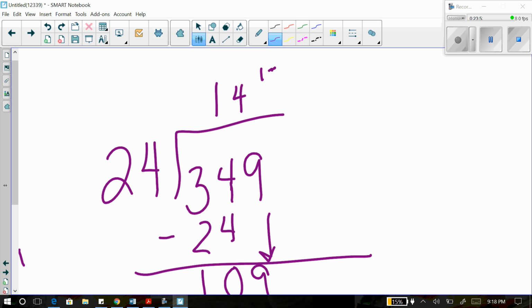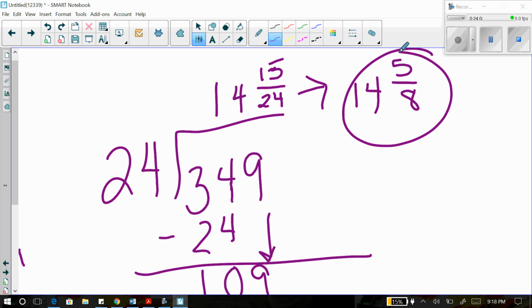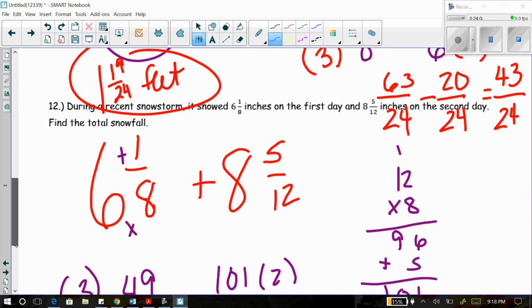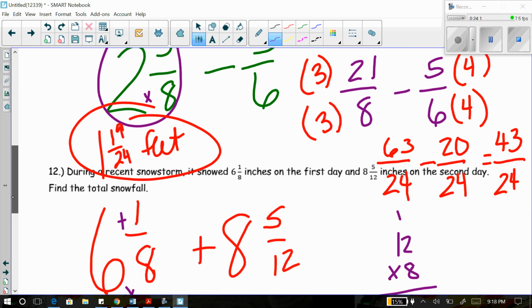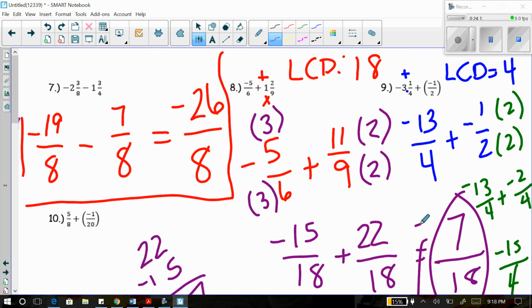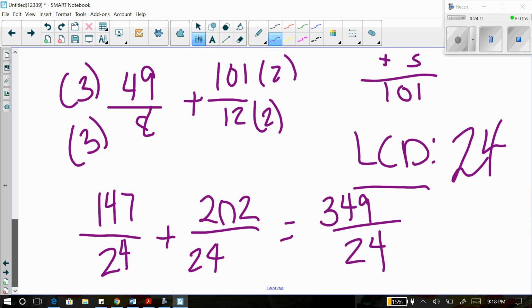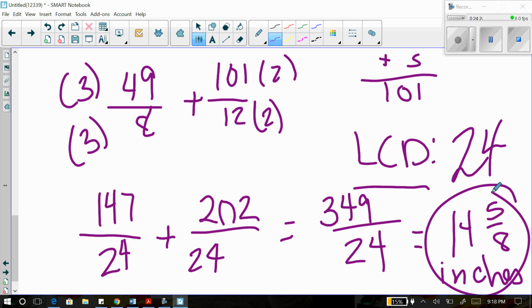So it's 14 and 15 24ths, which can be reduced because they're both divisible by 3. 14 and 5/8 inches. I think we were talking about inches, right? Yes, inches. So this equals 14 and 5/8 inches. But you are not incorrect if you left it as 349 over 24, unless I say write it as an improper fraction or a mixed number.